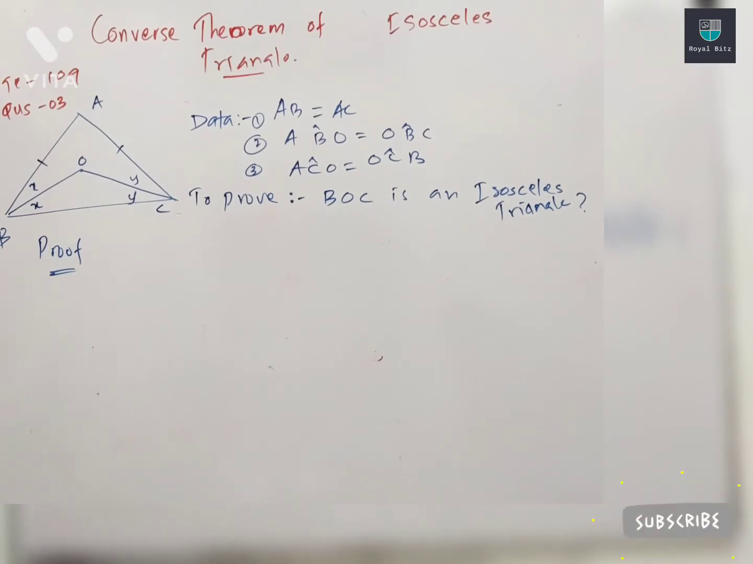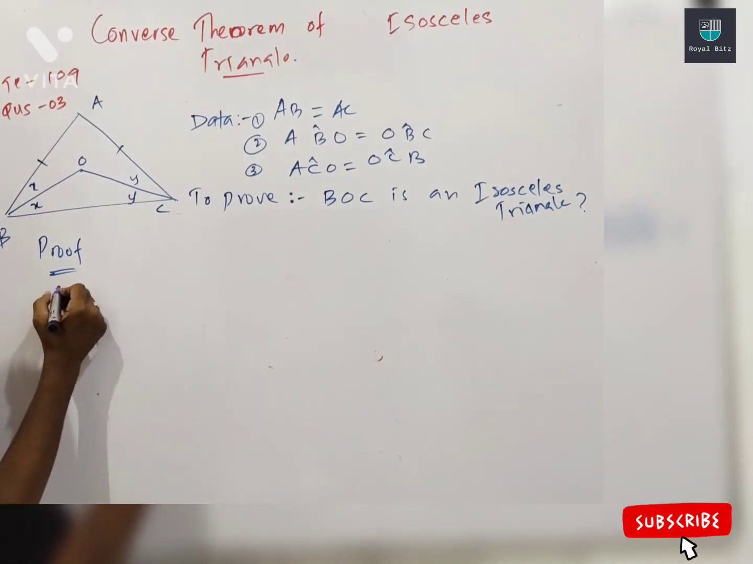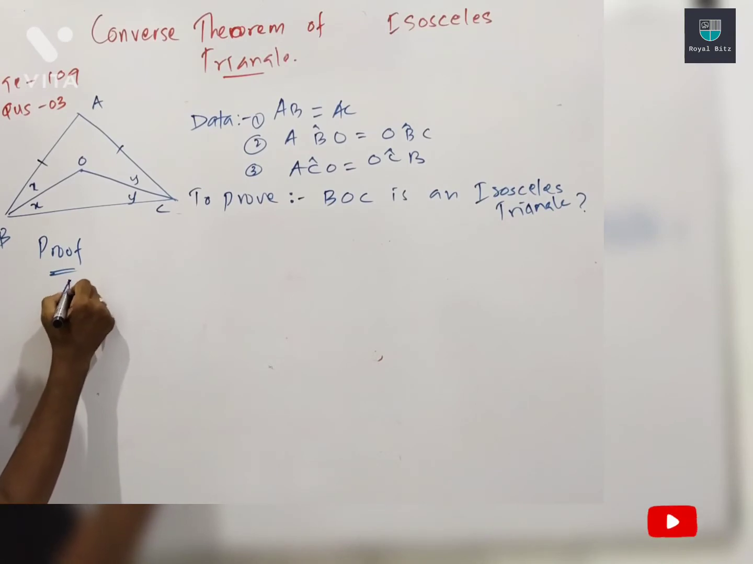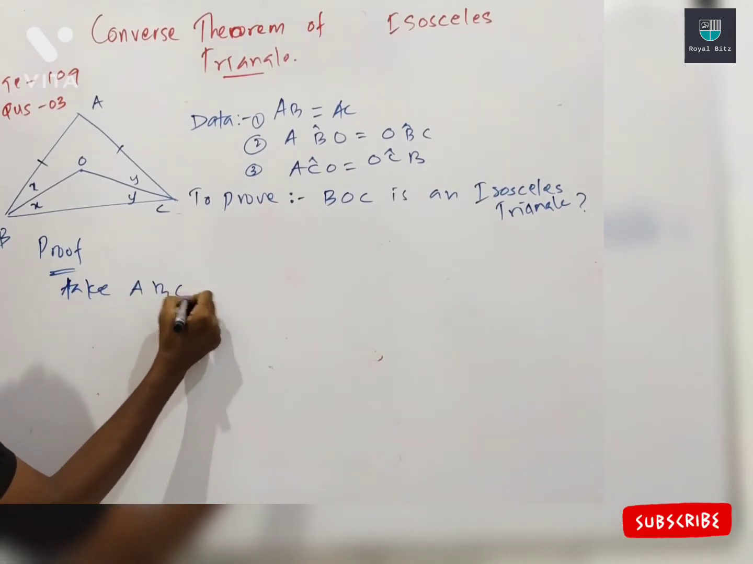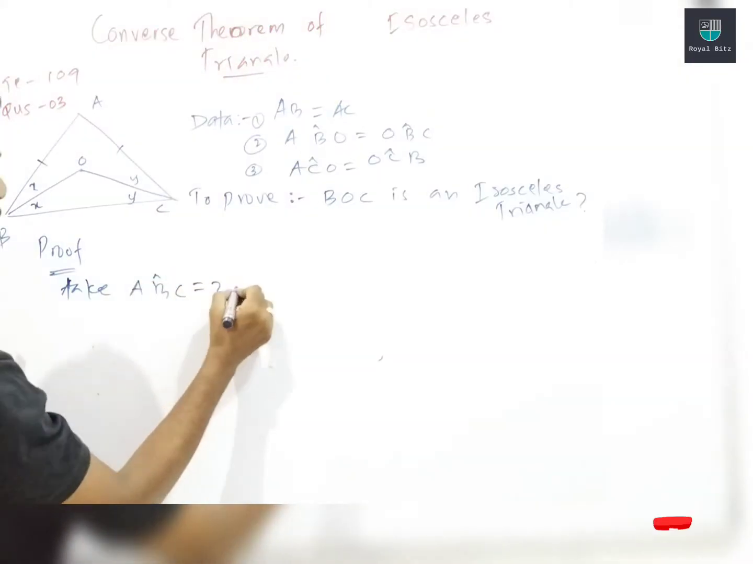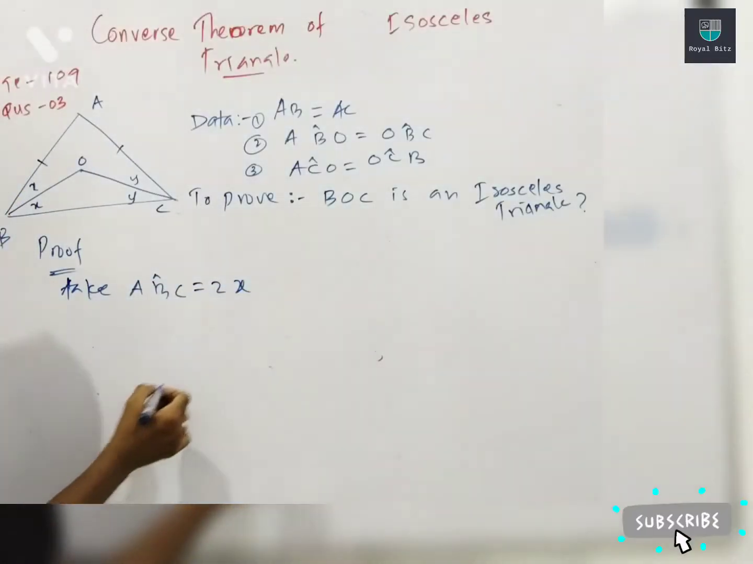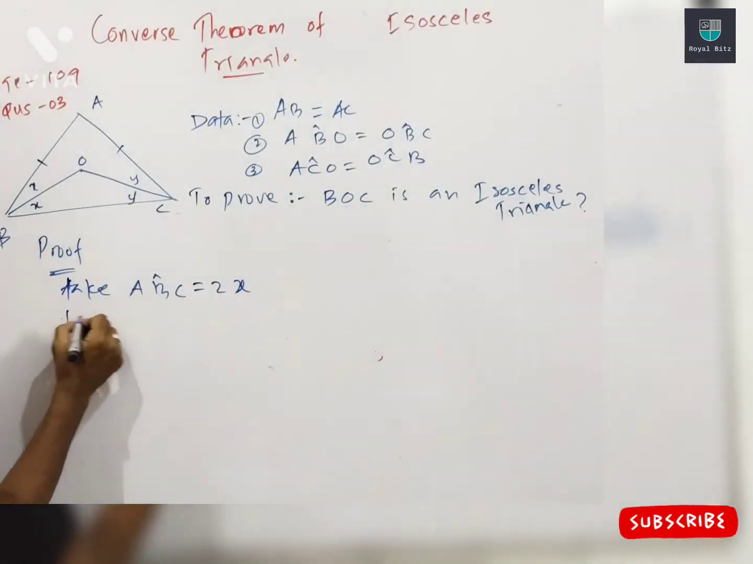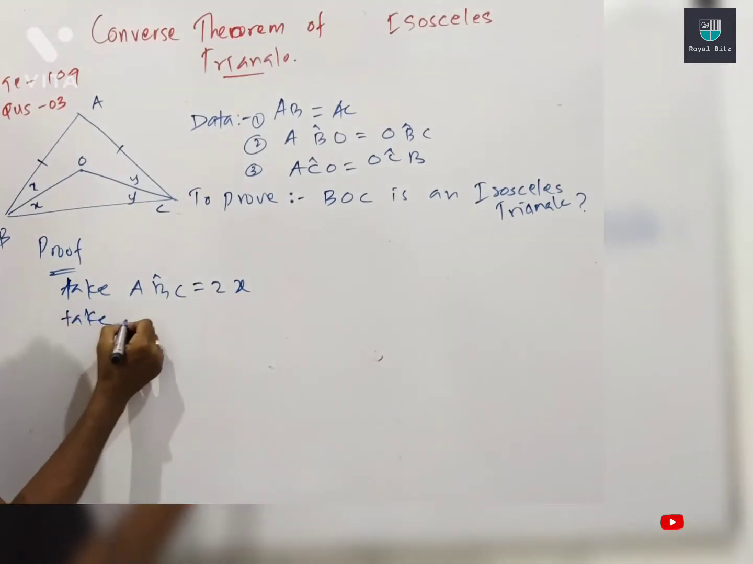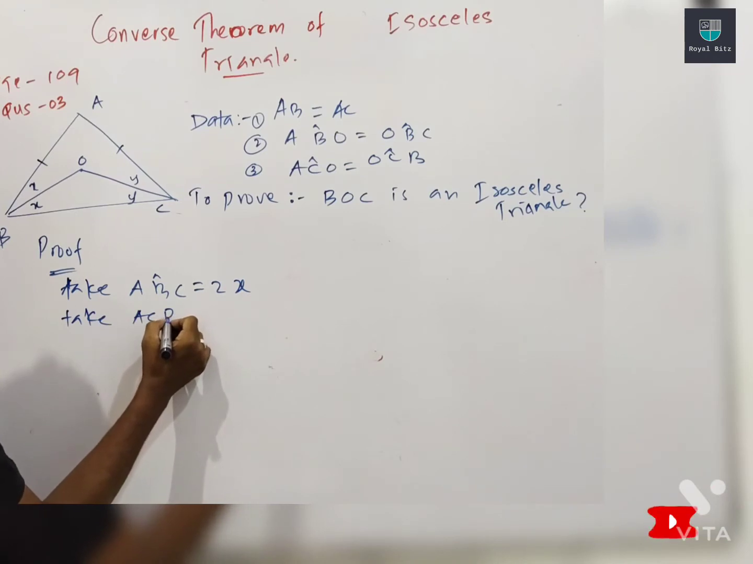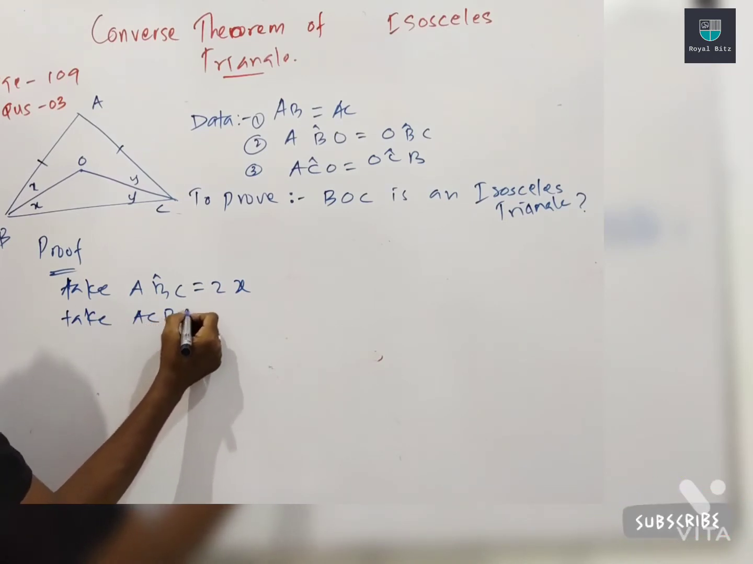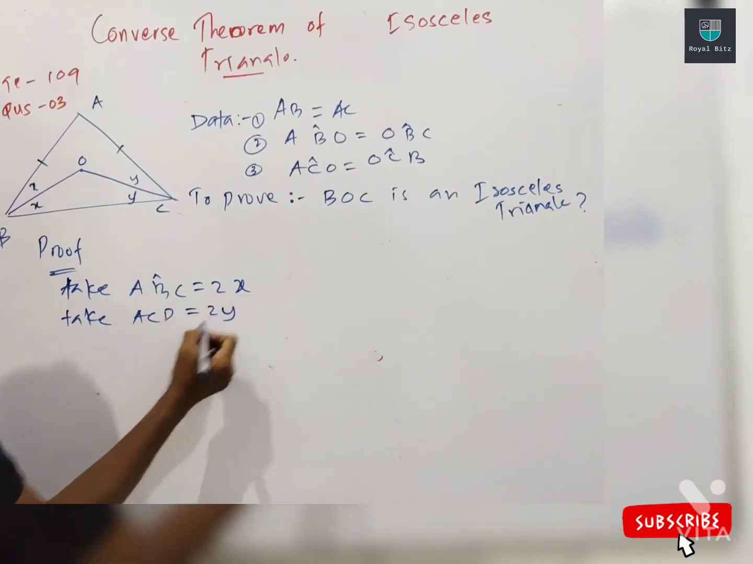So how do we have to write down? Take angle ABC is equal to 2x. Again, take angle ACB is equal to 2y.